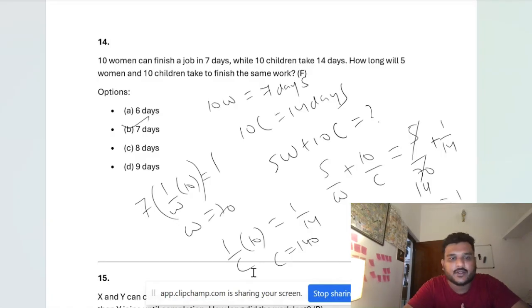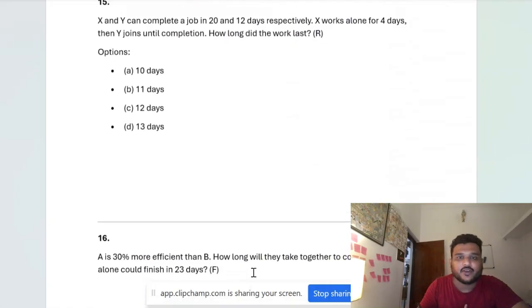Got it? X and Y complete a job in 20 and 12 days. Whenever I write this, you know what I'm writing. So X's number of days is 20. So I know that X works for 20 days, and 1 by 20 is the amount of work that it does in a day. So don't get confused when we write these values, but this is the standard way of writing so that we don't have to look at the question again and again.